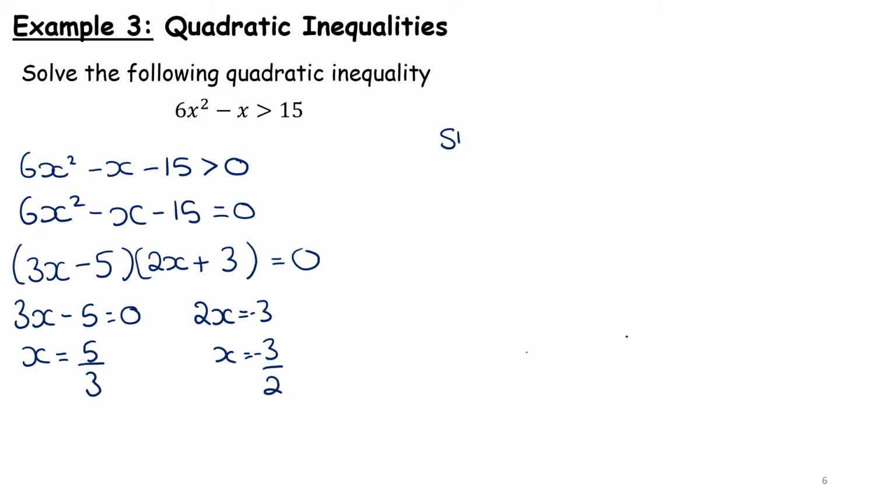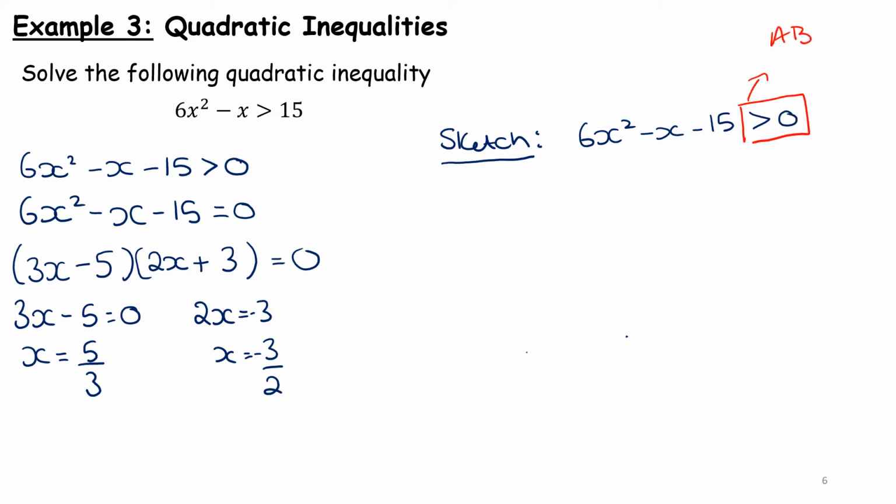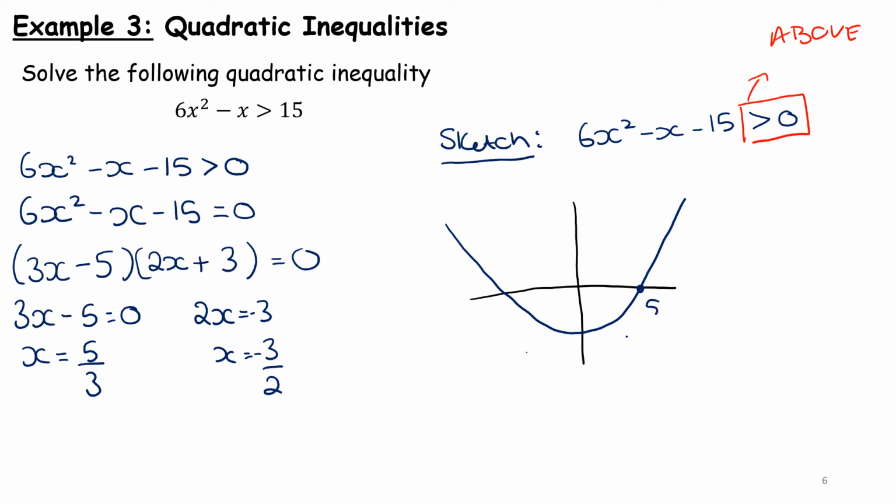Now I'm going to do a little bit of a sketch. My sketch is going to be for the last quadratic, which is x squared minus x minus 15 is greater than 0. My greater than 0 means I'm above the x-axis. So I'm going to draw this out. I have two roots. One is positive, one is negative. So I have 5 over 3 here. I have minus 3 over 2 here.